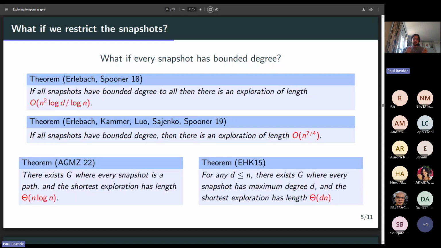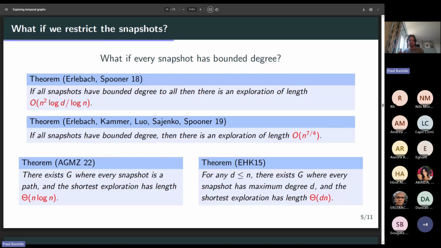In the direction of lower bound, we have two cases, actually. One of those cases is what I was talking about just before, about paths that are a bit complicated. Actually, you can design a temporal graph where all your snapshots are paths, but still the exploration takes n log n. So this log factor is needed somehow, even though a path has maximum degree 2.